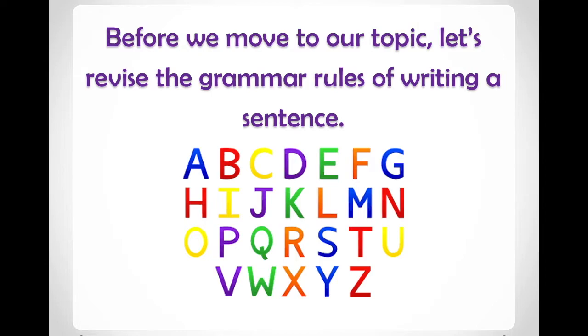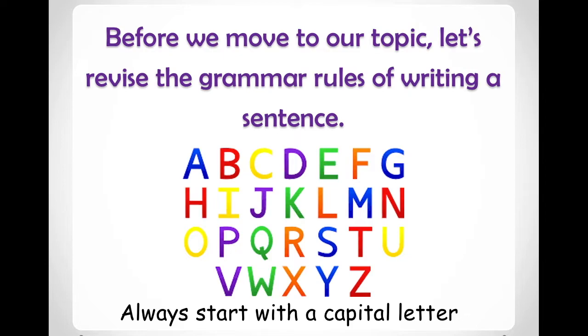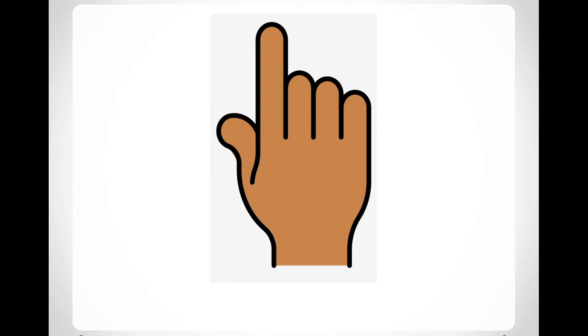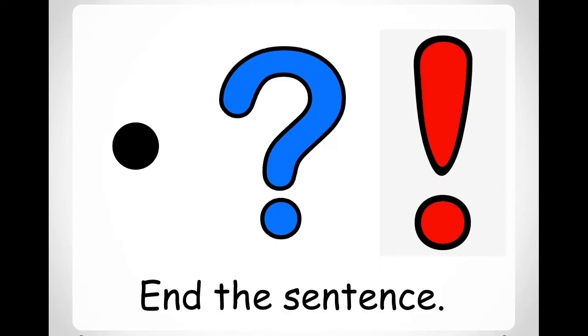Now before we move to our topic, let's revise the grammar rules of writing a sentence. Now this is how you write a sentence. What does a sentence always begin with? Amazing, good job. It will always start with a capital letter. Good job. What do we do next? Amazing, we leave a finger space. And what do we do last? That's right, we have to end the sentence with the correct punctuation. A full stop, a question mark, or an exclamation mark.